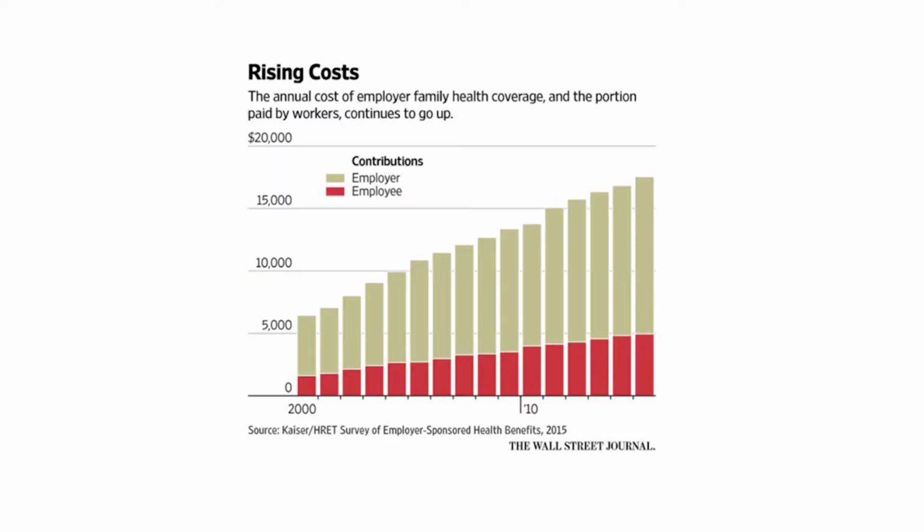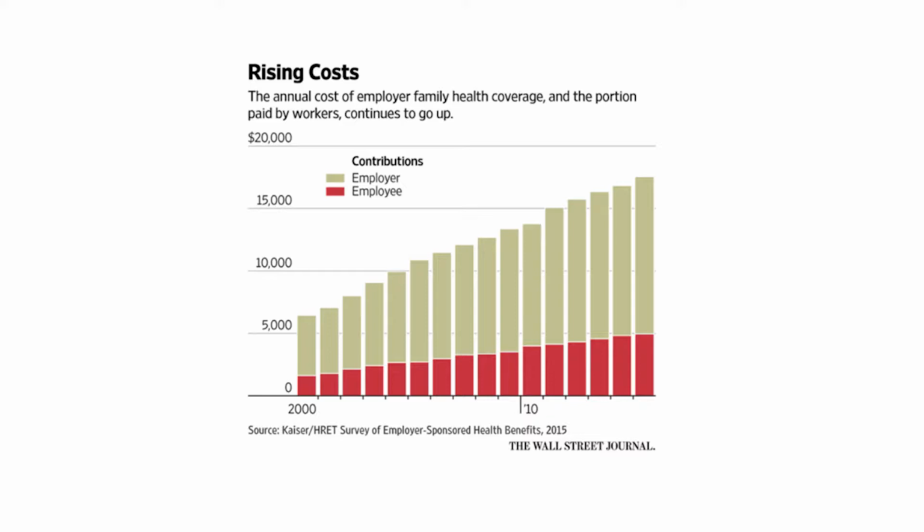So, and rising cost of health insurance. The annual cost of employer family health coverage and that portion that's paid by workers. You can really see that with the high deductible health plans as well. But if you look at 2000 compared to 2015, the average cost is a little over $5,000-$6,000, with most of that being paid for by the employer. And then in 2015, you can really see around $16,000, $17,000, with around $5,000 being paid by the employee.